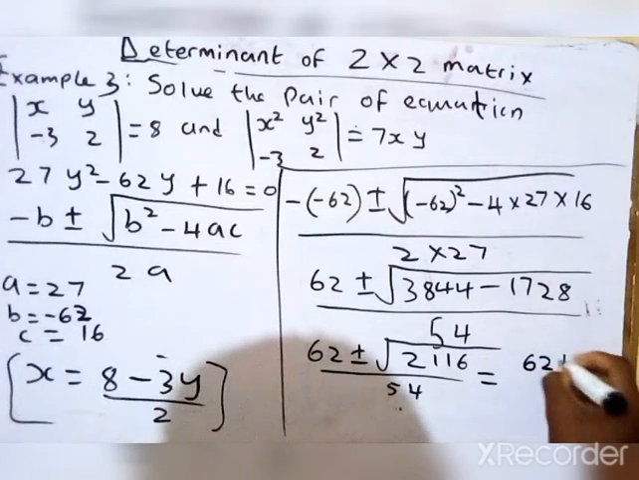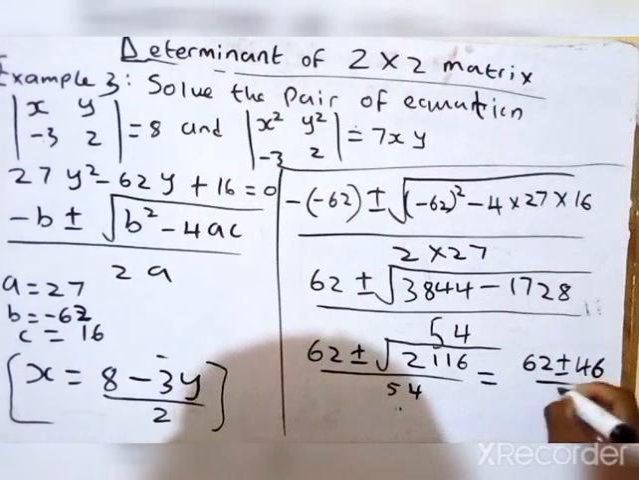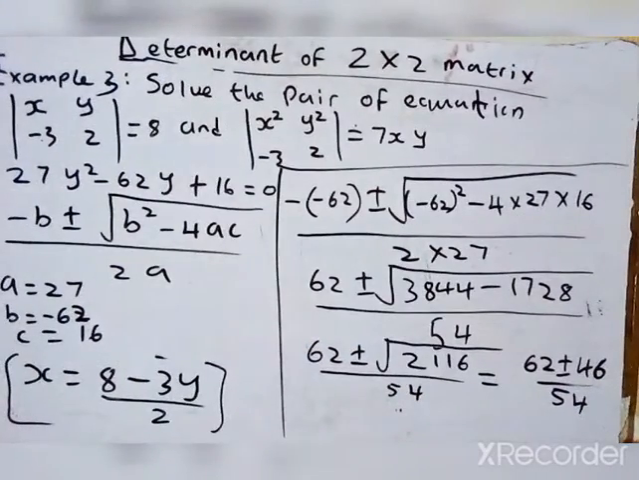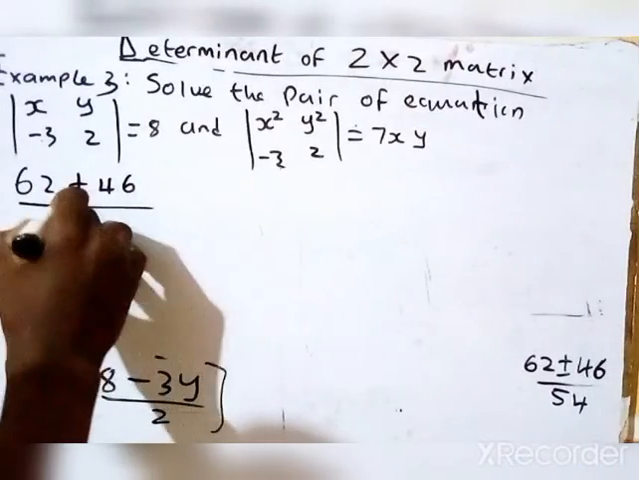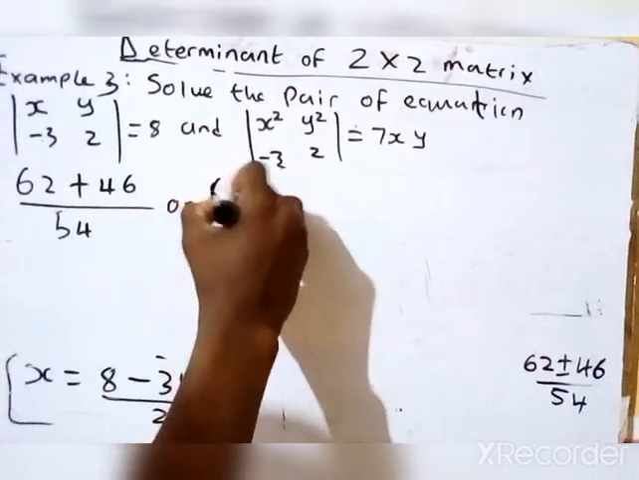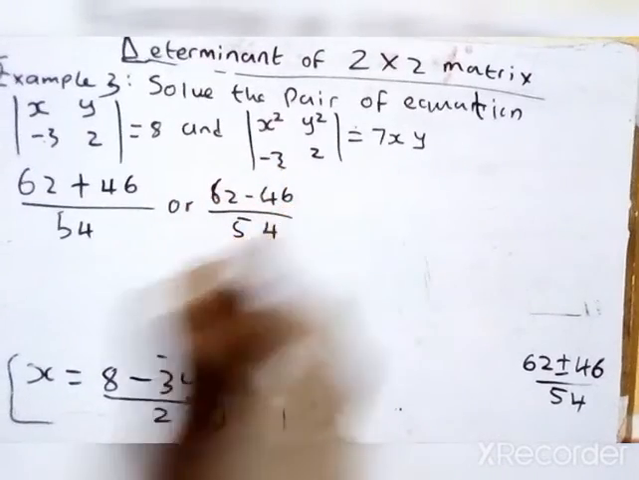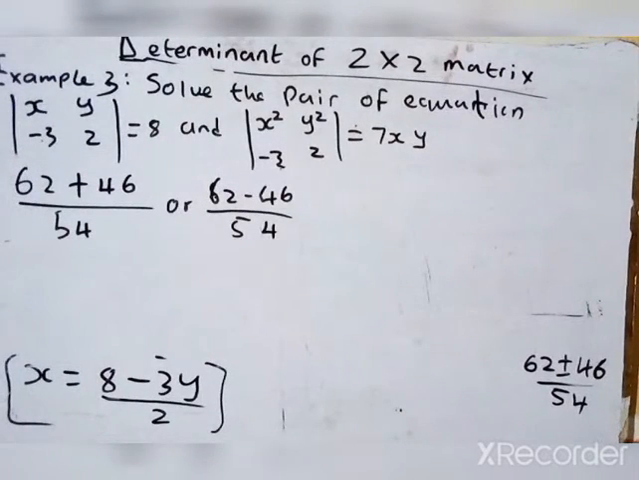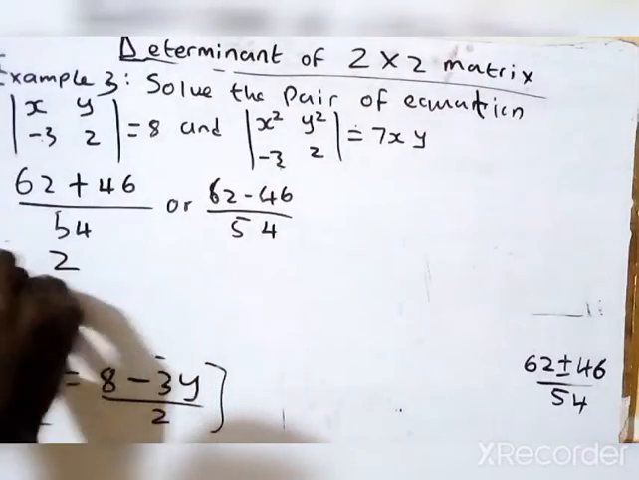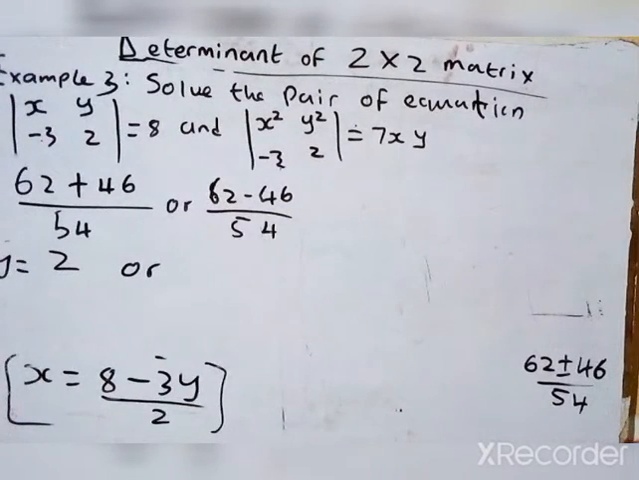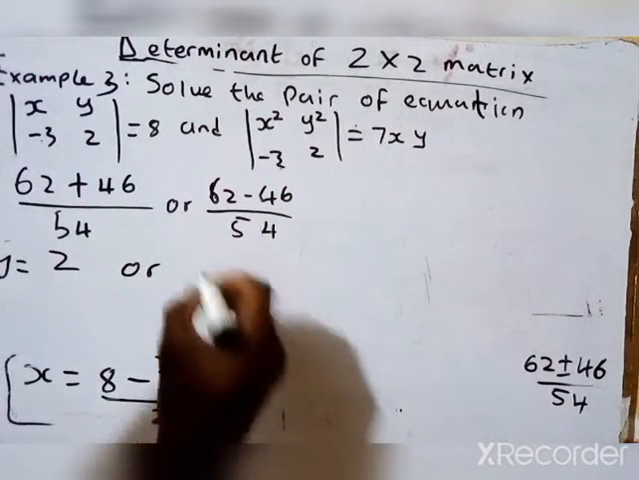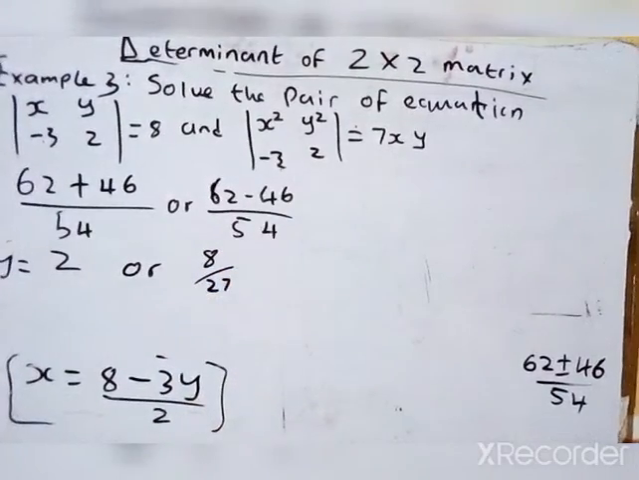We now have 62 plus or minus 46 over 54. So we are getting the value of y now. So here we have 62 plus 46 over 54, or 62 minus 46 over 54. So 62 plus 46 over 54, we have 2. So y equals 2, or when we subtract, 62 minus 46 divided by 54, we have 8 over 27. So we've gotten the value of our y.